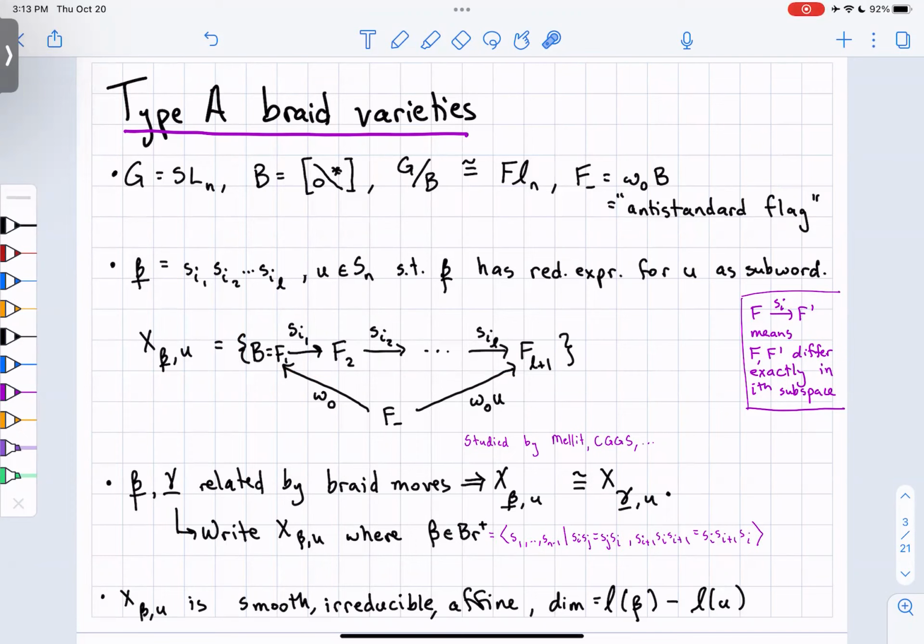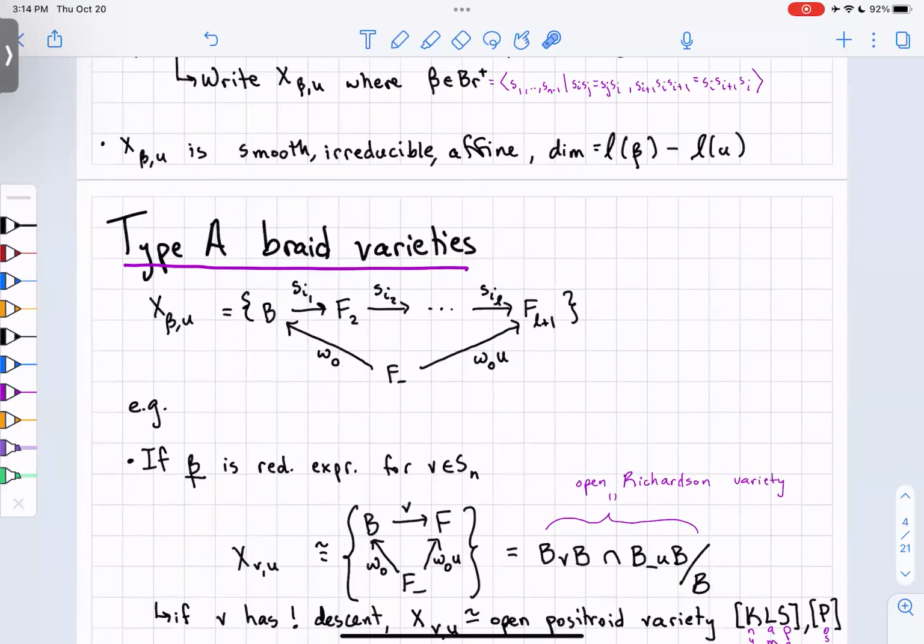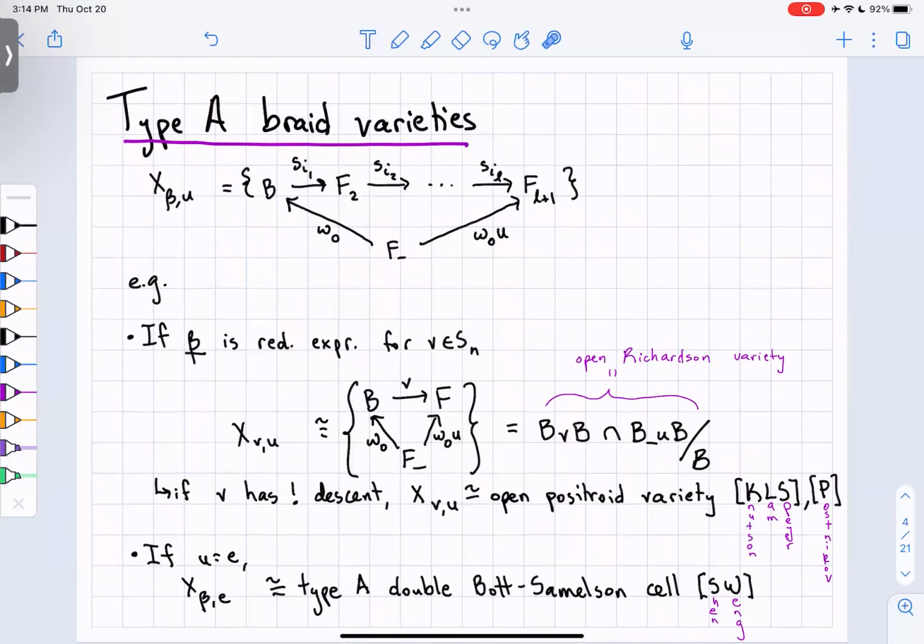Okay, so what can I tell you about these varieties? Like I said, they're affine. They're also smooth and irreducible, and their dimension is very easy to compute. It's just the length of beta minus the length of the permutation U. Okay. So those are the varieties we're interested in. Why would we be interested in these? Well, there's a couple of really nice special cases, and that's probably why.